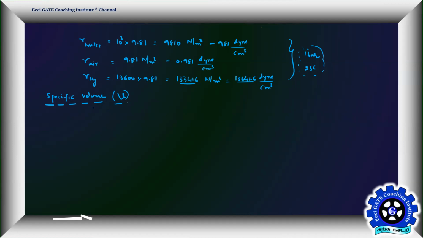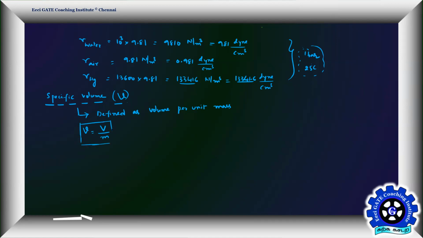There is no confusion in that. Please go with this statement blindly. So specific volume is defined as volume per unit mass. Therefore small v is defined as capital V divided by m.